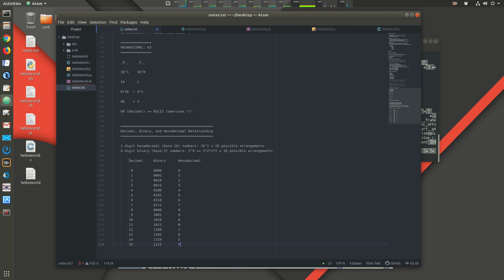Okay, so this little table here, we have decimal here. We're all familiar with this. It goes up to 10, 11, 12, 13, 14, 15, right? There's 15 numbers, and if you count 0, that's 16. Same with binary. So binary, we know the representations of binary.